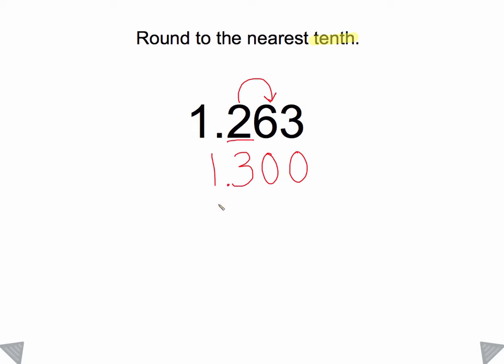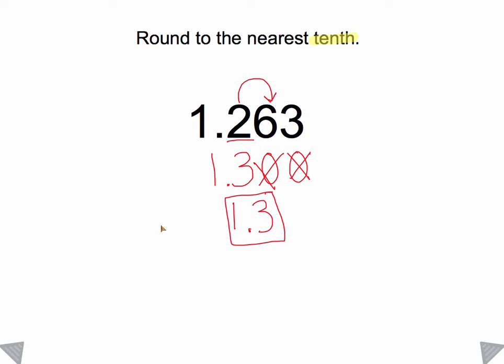So we have 1 and 300 thousandths. However, when we're rounding decimals, we do not need to keep any extra zeros at the end, so we can get rid of these 2 zeros and make it more simply 1 and 3 tenths.